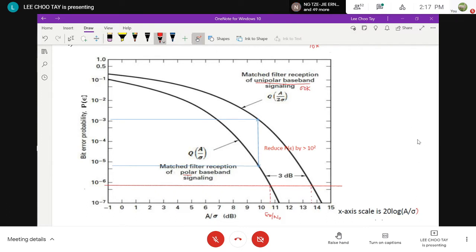Then it also shows that for OOK, to achieve the same probability of error, the on-off keying basically needs an extra 3 dB of power as compared to polar signaling.